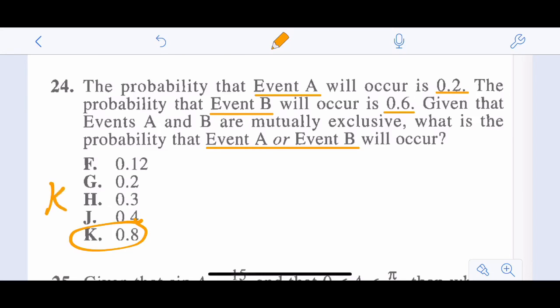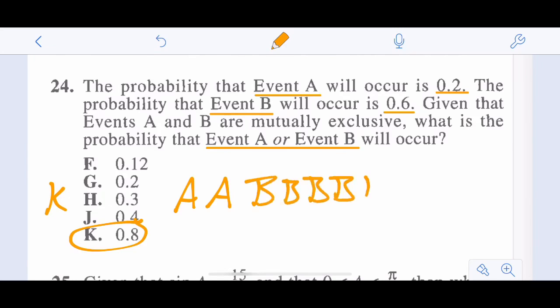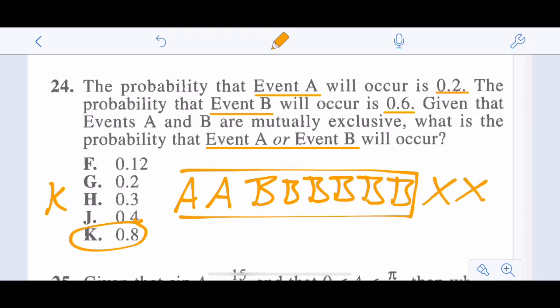But if you want to see it, so A, and then we have B, and then we have two more. So let's call those X. So 8 out of the 10 is A or B, so that's again 80%.